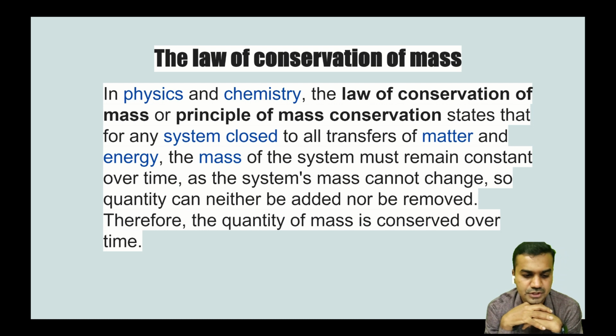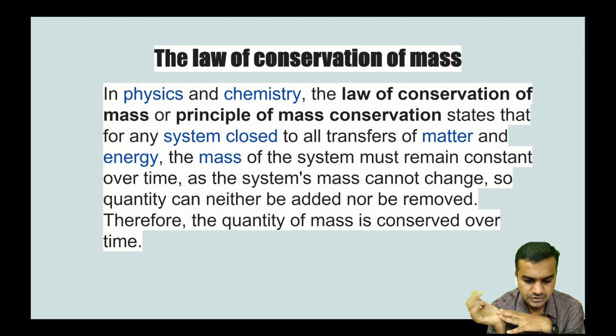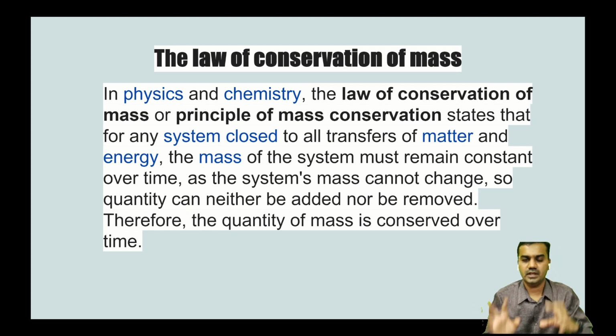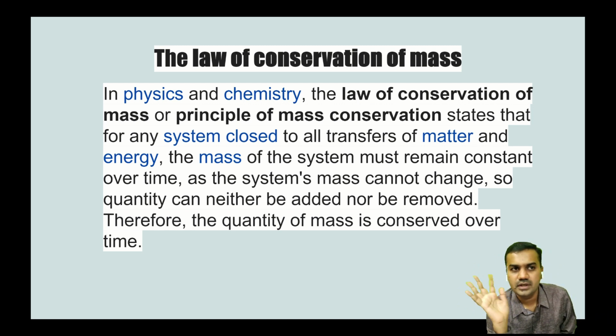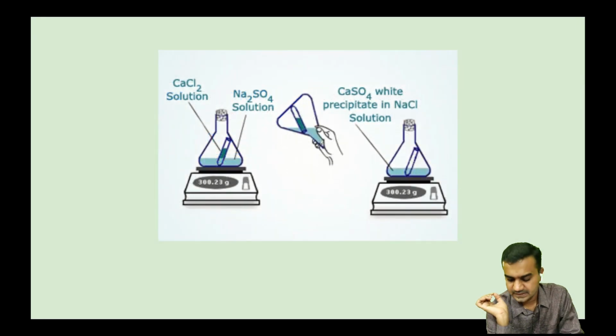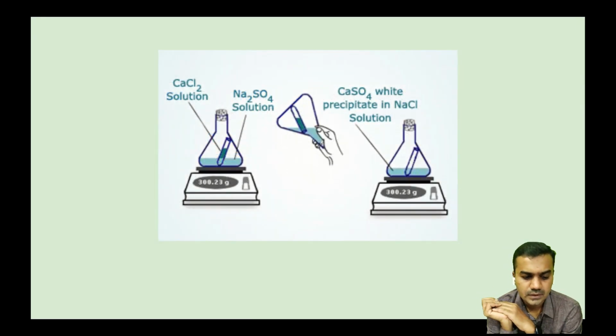Similarly, you have the law of conservation of mass. First is the law of conservation of energy; second is the law of conservation of mass, which says that in a closed system, for all transfers of matter, the mass of the system must remain constant over time. The total mass of the system remains constant. Again, you can't create mass or destroy mass. It remains the same. You can take any chemical reaction.